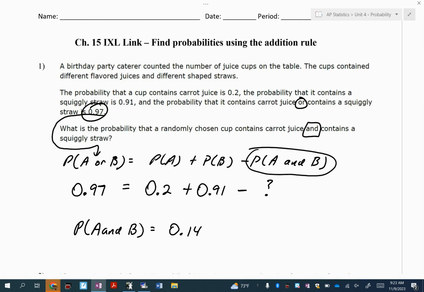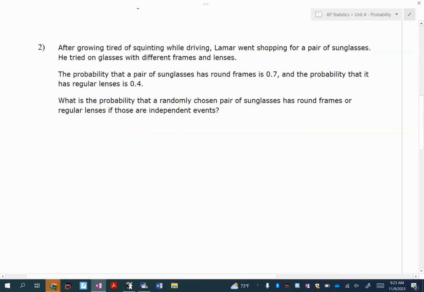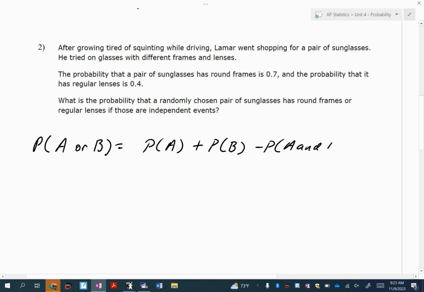Everybody okay? Yeah. Let's do one more. All right, last one, number 2. Lamar is shopping for a pair of sunglasses. All right, so probability of A or B equals probability of A plus probability of B minus probability of A and B. Now, some students like to change the letters. Like we're talking about round frames, you could use R for round frames. And the next one says regular lenses, you could say L for lenses. So you can change the letters. It doesn't matter to me.